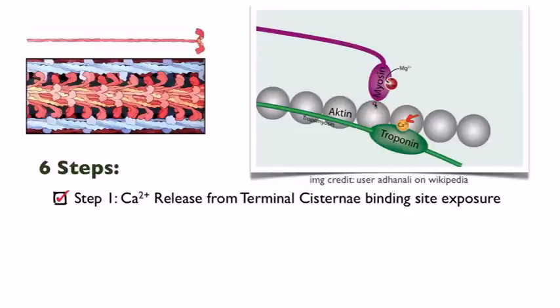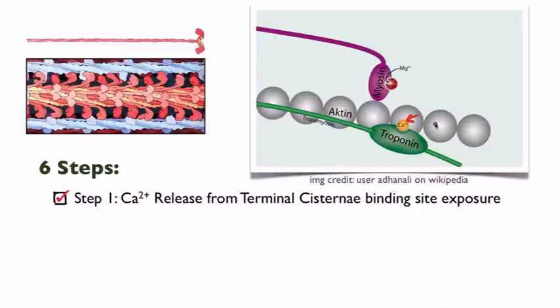That's step number 1. So step number 1, we had calcium in the terminal cisternae. That is released when there's a stimulus. The calcium ions bind to the troponin, causing a conformational change in the troponin tropomyosin complex. In other words, it's moving out of the way.